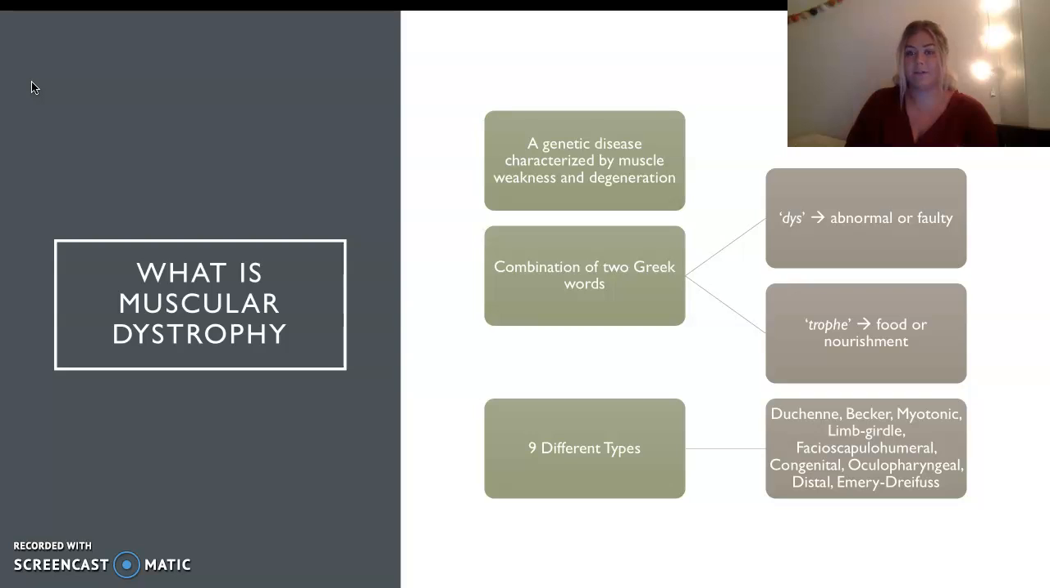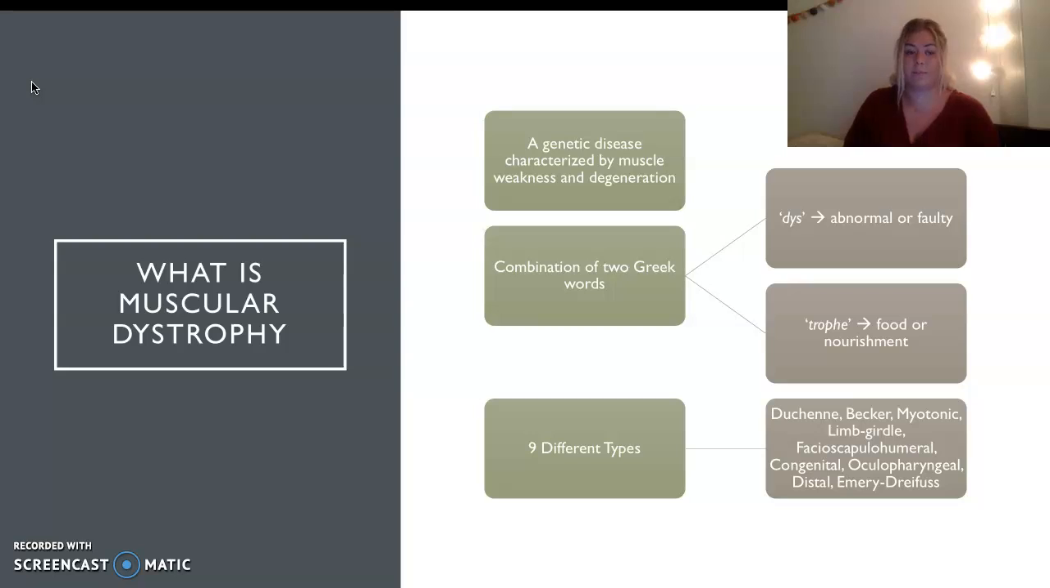So in the early history of the disease, they thought that it was all due to poor muscle nutrition, but they quickly realized that it was actually due to genetics. So now the term just is used to indicate or represent abnormal muscle wasting and weakness, which is what the disease is. And there are 9 different types of muscular dystrophy, including Duchenne, which is the most prevalent and what we'll be focusing on mostly today. Becker, myotonic, limb-girdle, fascio-scapulohumeral, congenital, oculopharyngeal, distal, and Emery-Dreifuss.